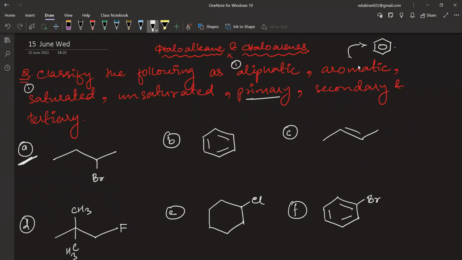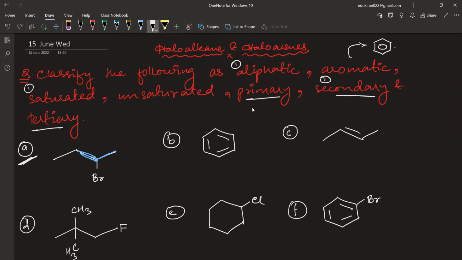Now you tell me, is A primary, secondary, or tertiary? Secondary. Yes, sir, secondary. Very good. Because this carbon atom, which is here, is connected to two other carbons, right?